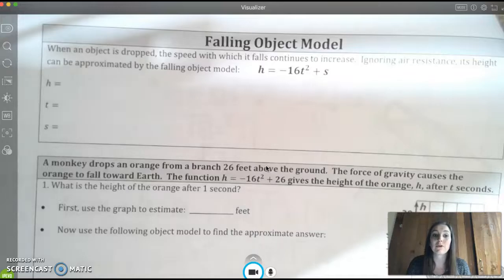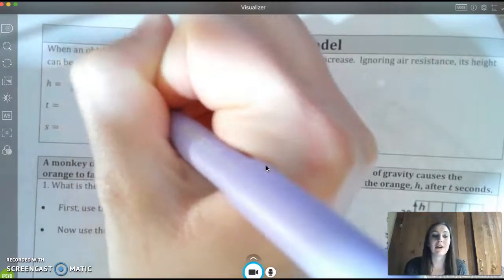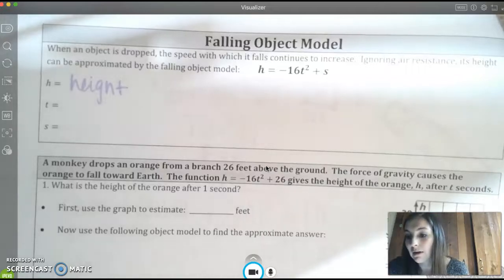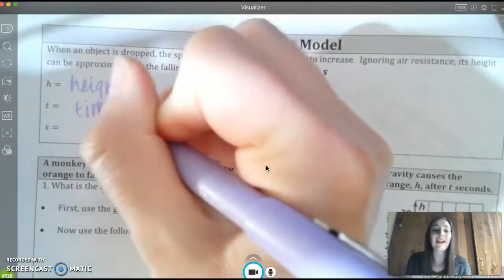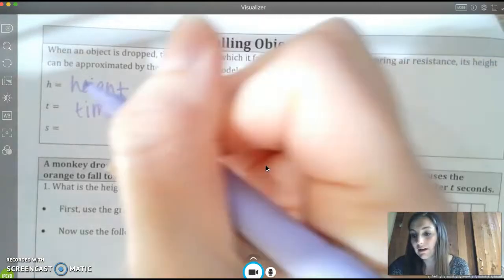But otherwise, if we ignore air resistance, its height can be approximated by h equals negative 16t squared plus s. And this is going to be throughout all of these different dropped objects, this is the formula we're going to get. So what do all these pieces mean? Well, h is our height. So this is our height here. And we're trying to figure out the height of an object in relationship to time. So t is our time. And then s stands for our starting height, so our initial height.